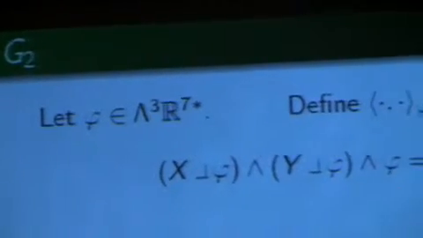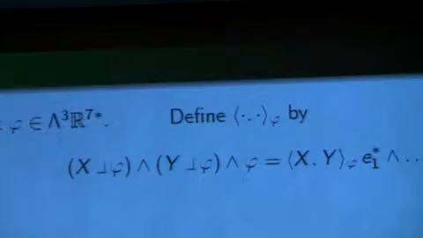Okay, so suppose we start on R7, we just take a skew-symmetric 3-form, call it phi. So the reason this only works in dimension 7 is the following construction. Out of a 3-form on R7, you can invariantly define a quadratic form as follows. So there's a quadratic form defined in terms of phi.